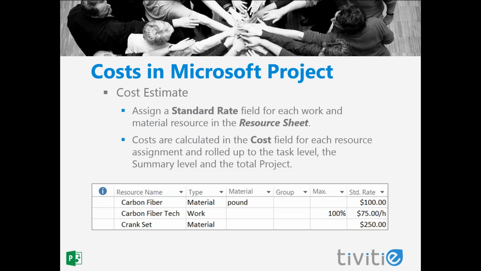In Microsoft Project, we'll calculate our costs bottom-up by assigning rates in the resource sheet to all of our work and material type resources. So we're going to look at putting a standard rate value into our resource sheet for our work and material resources. Using this standard rate information, our costs are going to be calculated in the cost field for each resource assignment and then rolled up to the task level, the summary level, and then the overall total project cost.